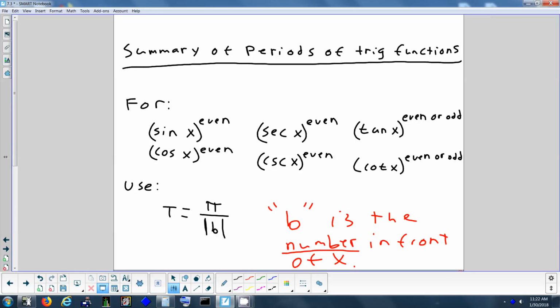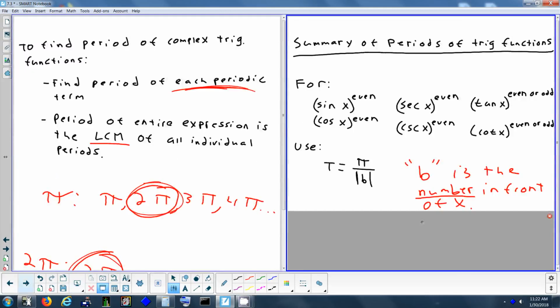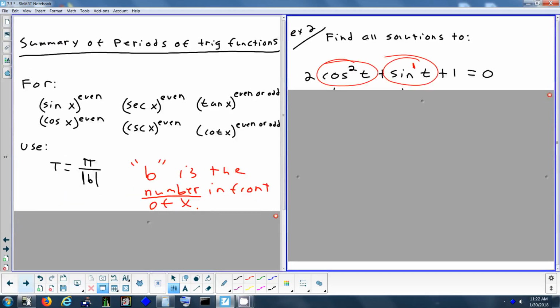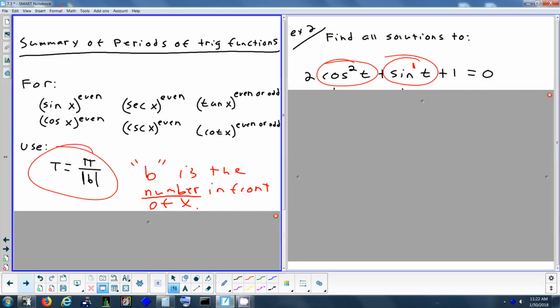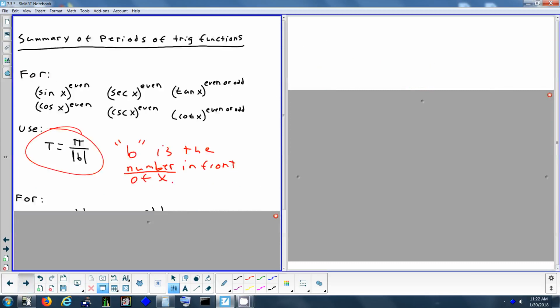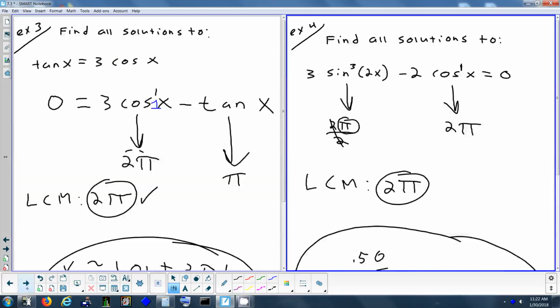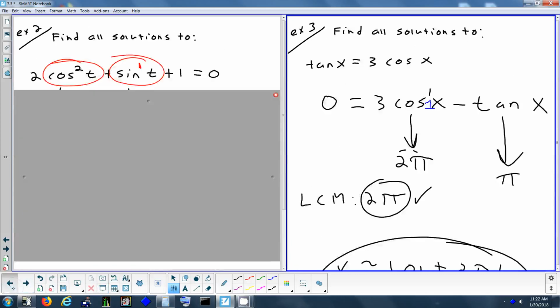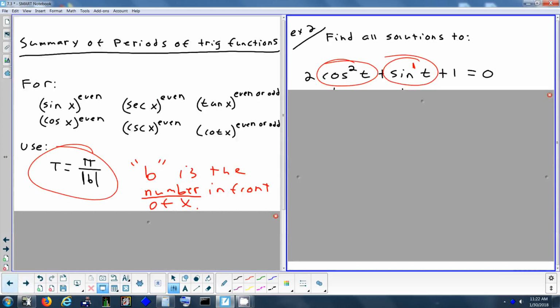So I'll skip to the next problem, actually I'll just double page so you can see it. I'm looking at cosine to an even power. Okay, cosine to an even power. I'm using that formula. Now I have to look up what b is. What's the number in front of t in cosine squared? Just a 1. Here's a problem where, I'm trying to show you one where it's not a 1. In this problem it's a 2. Okay, so I have cosine to an even power, and b is 1.